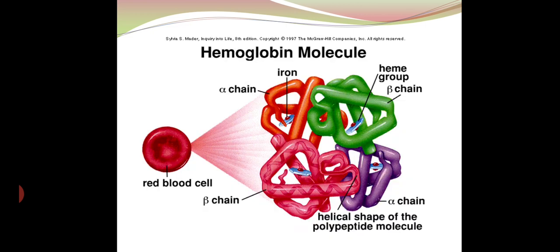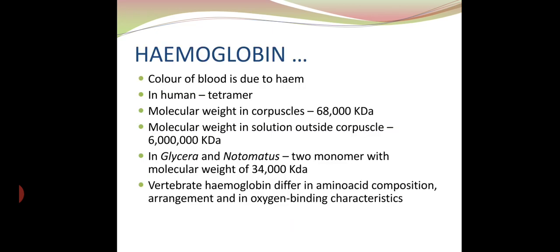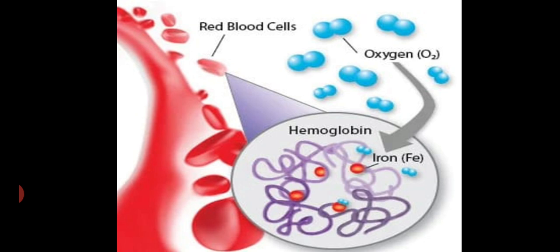This folding of the polypeptide molecule contains a pocket which strongly binds the heme group. Here, each of the 4 heme portions of the hemoglobin molecule contains 1 atom of iron. The iron is held in a heterocyclic ring known as a porphyrin ring. The iron is the site of oxygen binding.